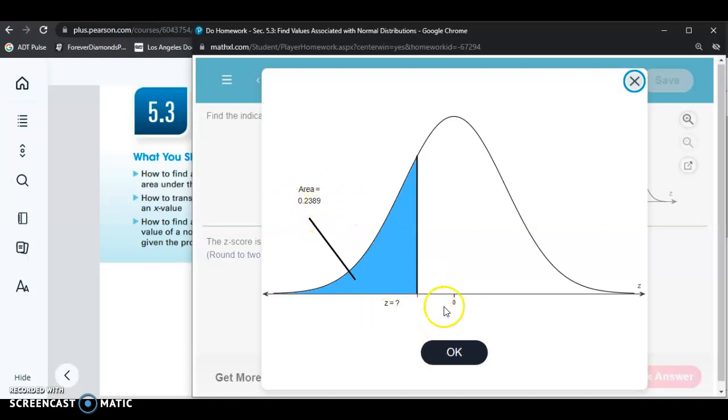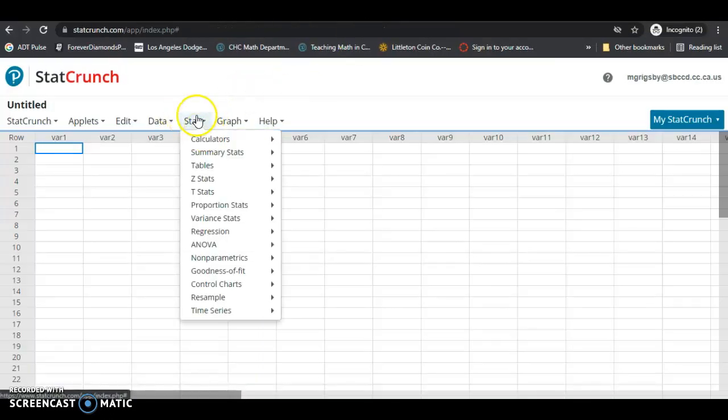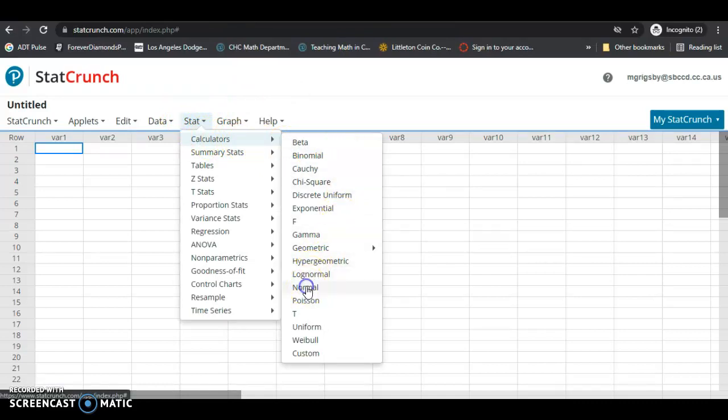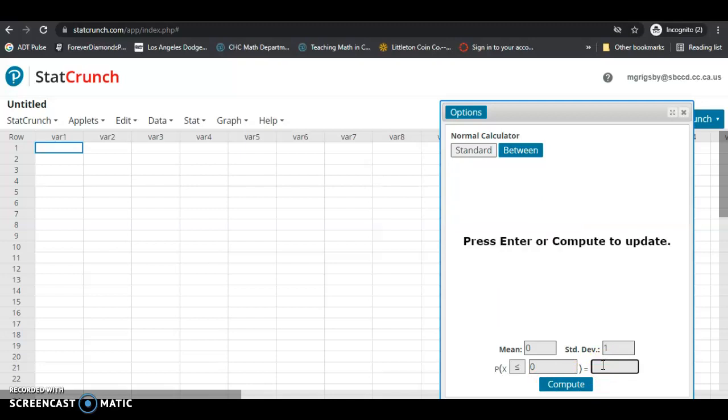So we're going to take this area of 0.2389 and input it into the normal distribution calculator in StatCrunch. Remember, when you're finding unknown z-scores from the standard normal distribution, the mean is 0 and the standard deviation is 1. Because the given area is to the left, we're going to select the less than or equal to symbol, and we're going to type the probability in this box. Once we delete that 0.5 and input the probability of 0.2389, the unknown z-score is going to appear in this box.